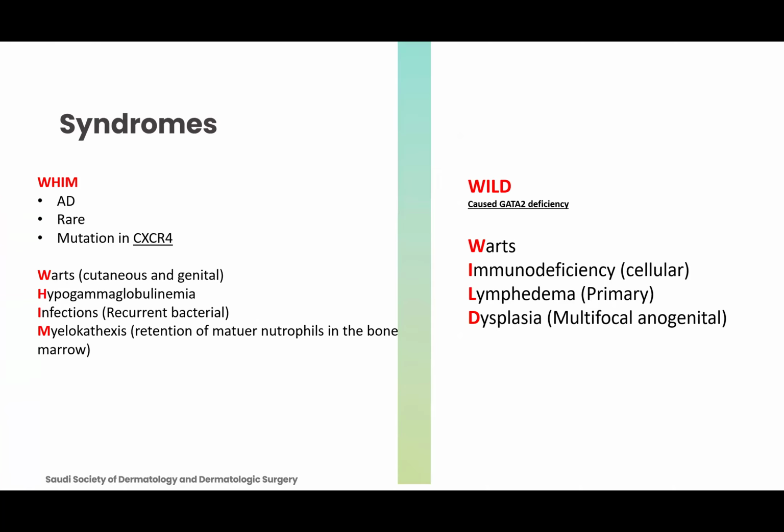So, we have two syndromes that are associated with and cause multiple numerous warts. The first one is called WHIM, which is an autosomal disease, rare, and there's going to be a mutation in CXCR4, characterized by warts, hypogammaglobulinemia, infection, and retention of mature neutrophils in bone marrow. However, the second syndrome, called WILD, is caused by GATA2 deficiency, characterized by warts, immunodeficiency, lymphedema, and dysplasia.